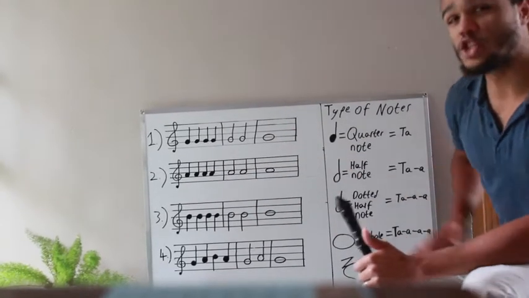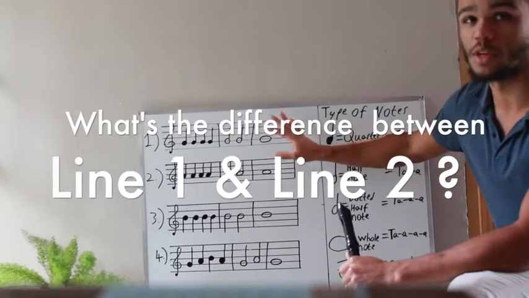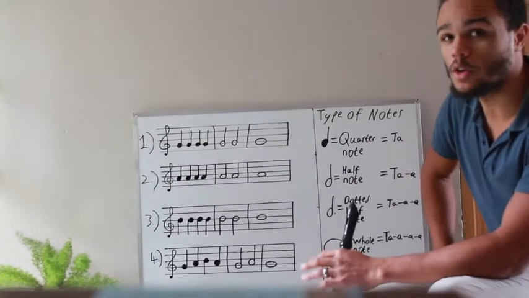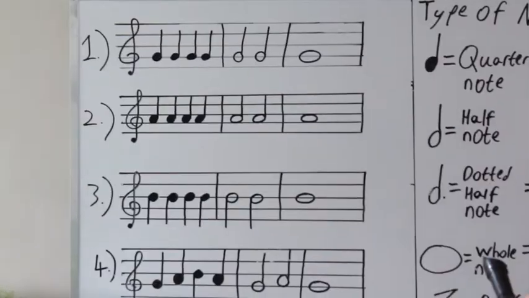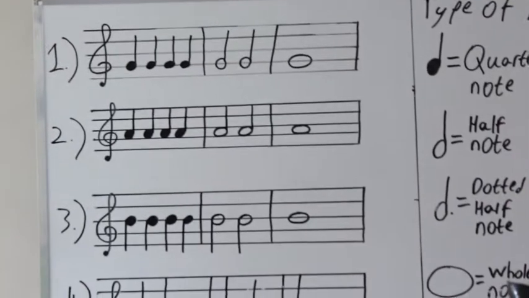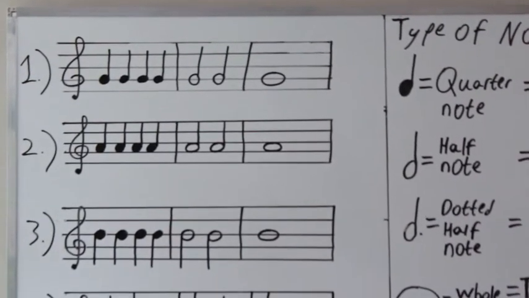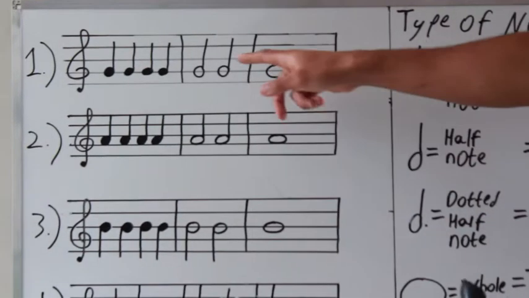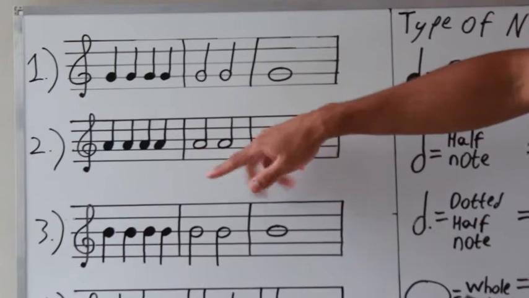So, what is changing between number 2 and number 1? What's the difference between number 1 and number 2? Take a quick look and tell me if you can find it. What is the difference between line number 1 and line number 2? Have you seen it? It might have to do with the position of these notes. Maybe it's one higher for number 2 or one lower.